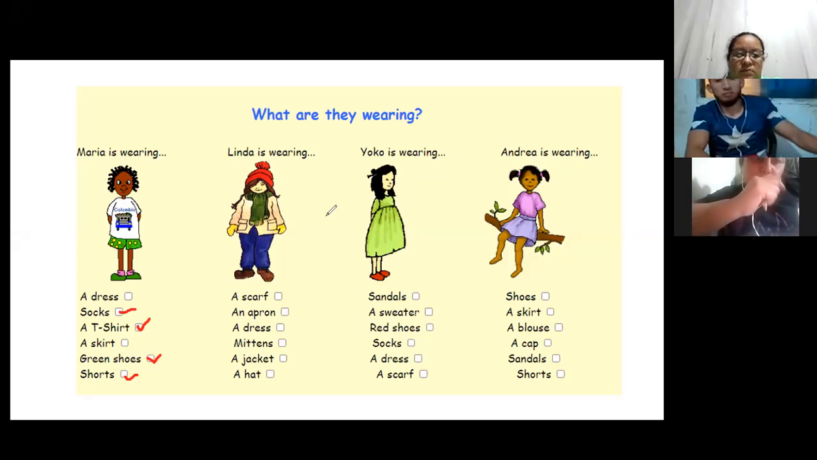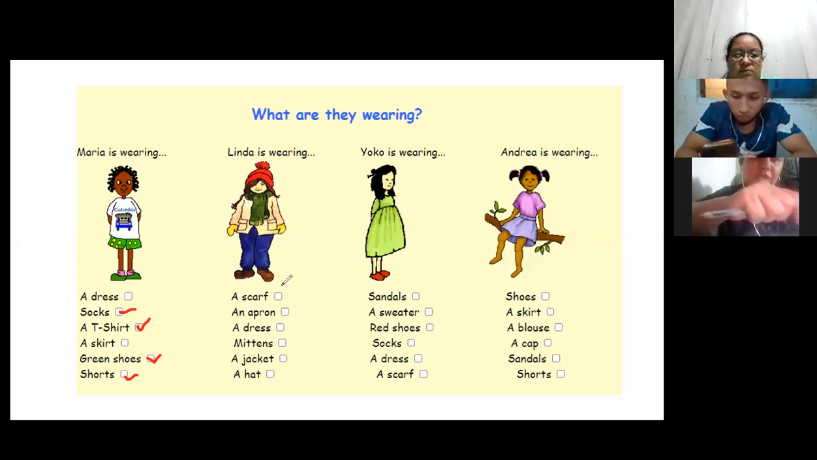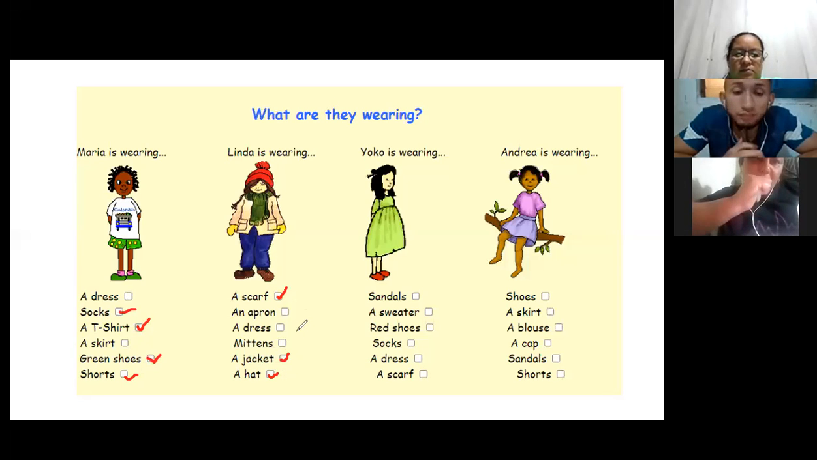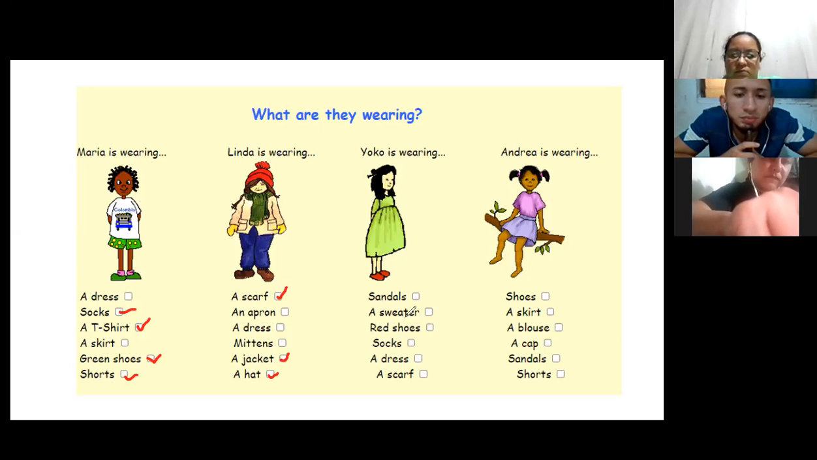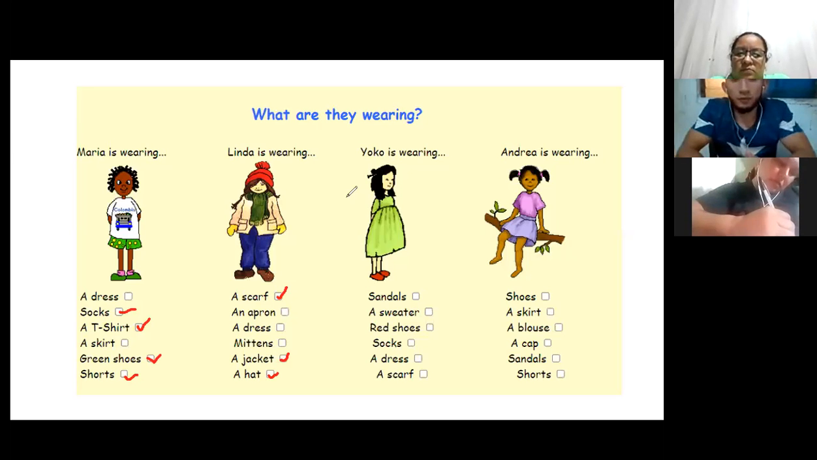Vamos con Linda. What is Linda wearing? A scarf. A jacket. A hat. Por ahí se escuchan micrófonos, por favor. Gracias. Tenemos también los famosos mittens. Son como guantes, como guantecitos de boxeo, pero estos no son ni vestido tampoco. Entonces nos quedamos con ese.